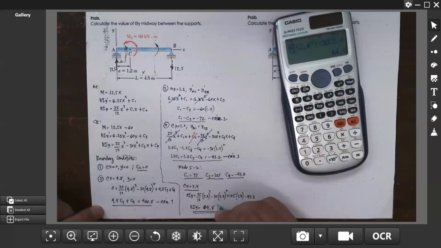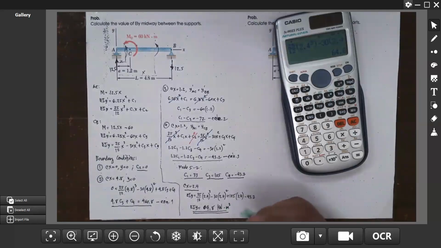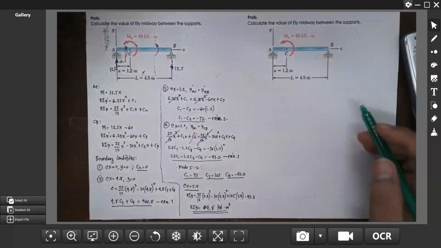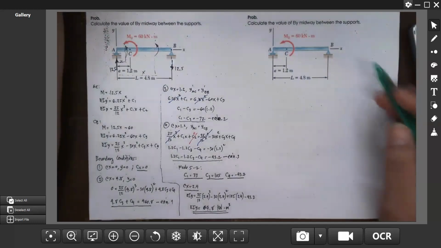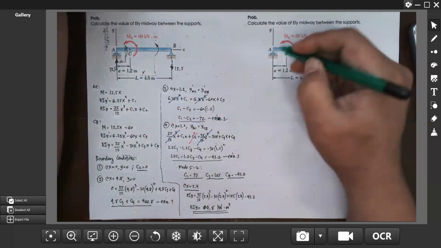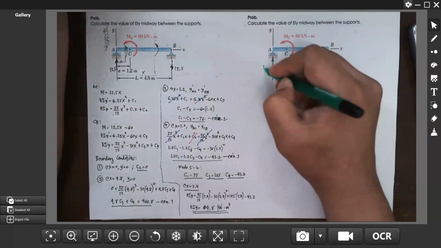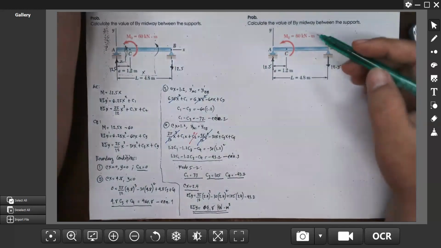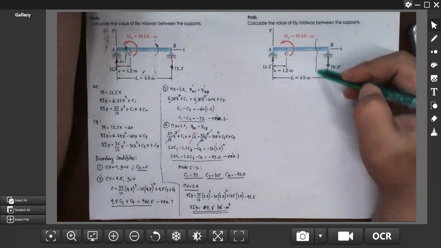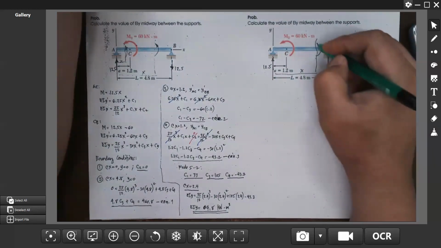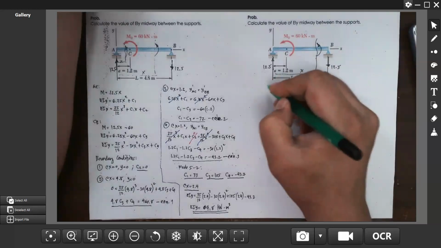The unit is kilonewton meter cubed, because it is deflection. If you will use Macaulay, this is negative, no? 12.5 and then 12.5. So if you will use Macaulay, you cut here, and then take the moment.